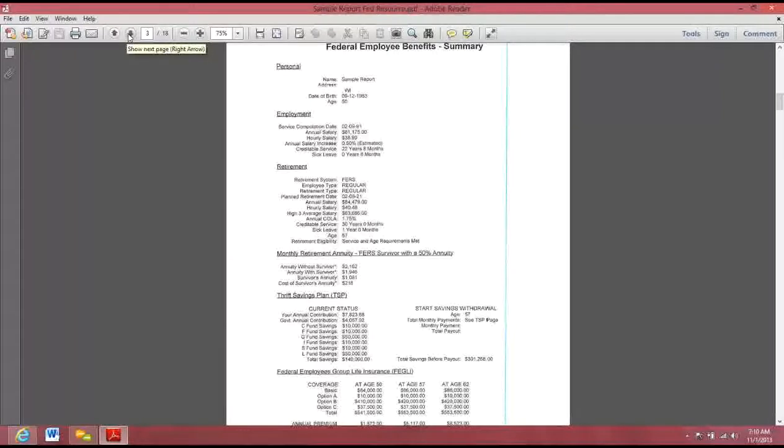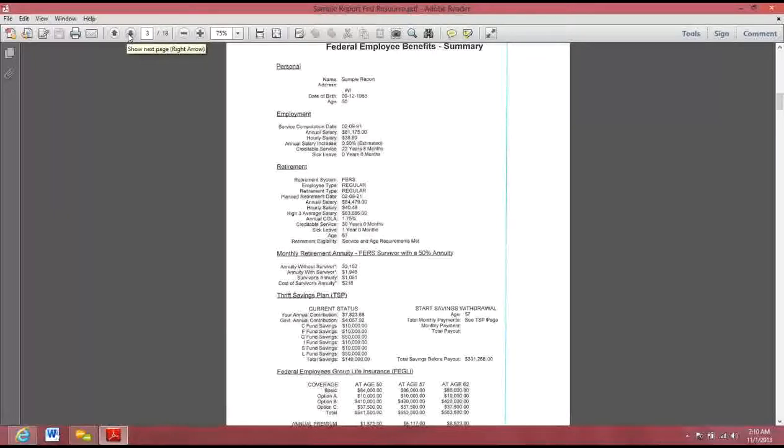We're using an annual cost of living adjustment of 1.75% in our estimate. This particular individual has 30 years creditable service, 1 year of sick leave. They'll be age 57 when they retire, and service age and requirements will have been met.